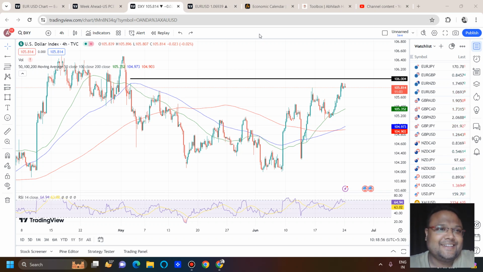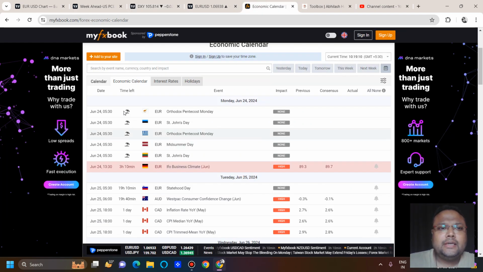So let's get started. My dear friends, the market is open and we can see a normal Monday market, means less volume, less volatility, and the market is kind of flat here. And if you look at the economic calendar also, you can see that we have holidays on euro, so mostly you can expect the market to remain flat today.